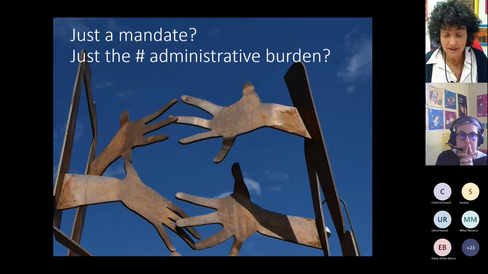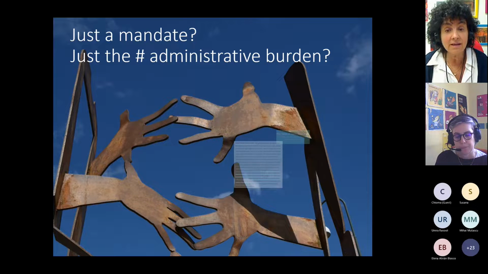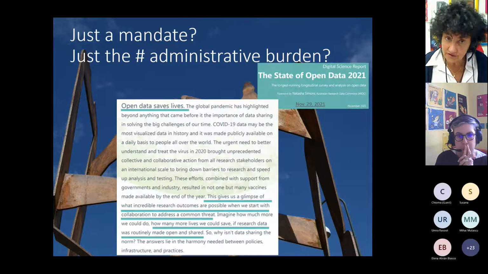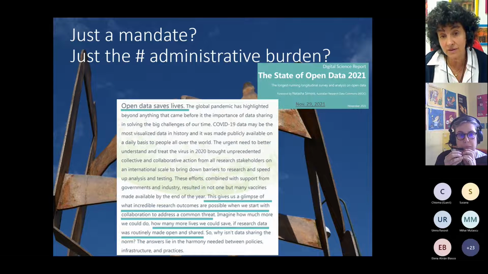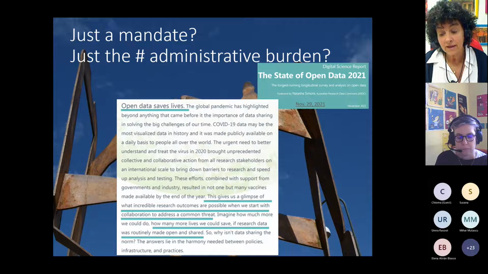It's really better. So it's not just a mandate, and even if it's just a mandate, it's because open data save lives, as you can see, and as we discussed during our first module. This is the lesson we learned from COVID. Open data save lives. And that's it. Full stop. Period.